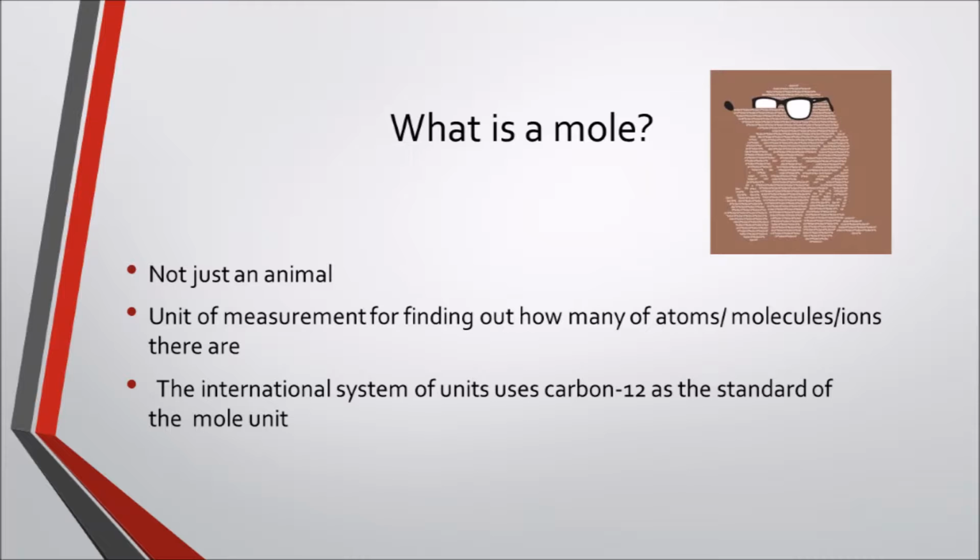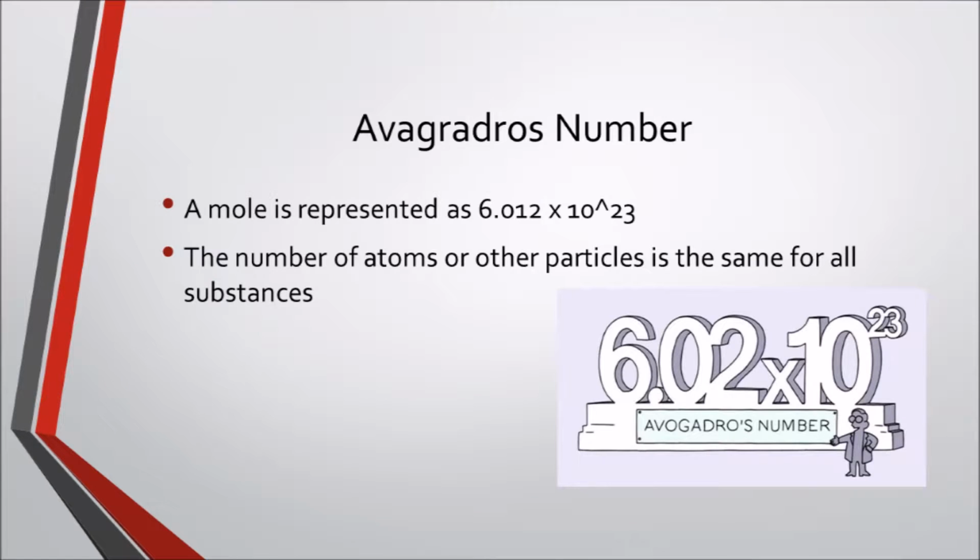A mole is the amount of a pure substance containing the same number of chemical units as there are atoms in exactly 12 grams of carbon-12, which is 6.02 times 10 to the 23rd. Avogadro's number. A mole is represented as 6.02 times 10 to the 23rd. The number of atoms and other particles is the same for all substances. In other words, 1 mole of a substance is the same for all.